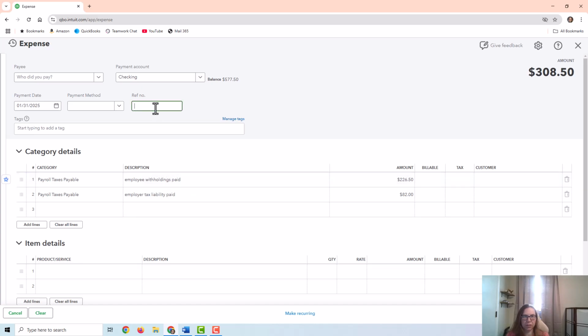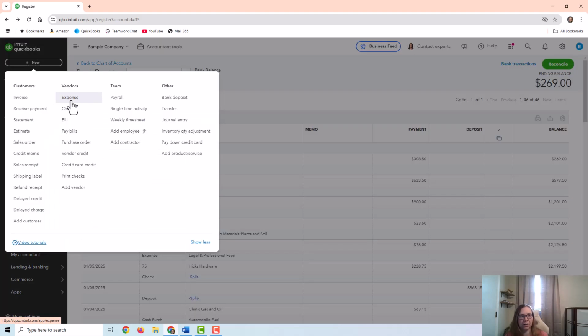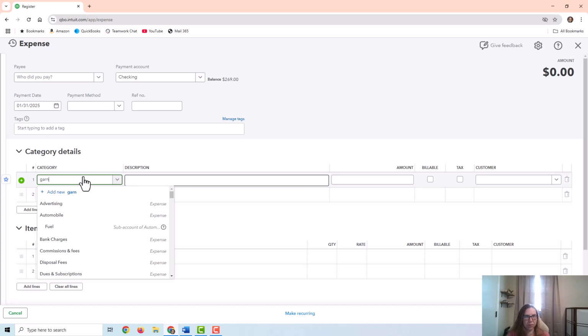And I added some descriptions as well, and I'm going to put up here tax payment. Okay, so this would be the tax payment total of $308.50 to pay those tax withholdings and tax liabilities. Okay, I'm going to go ahead and save and close this. And then if your payroll service also deals with the garnishment for you, you might have another bank deduction for that garnishment payment. I'm going to add another expense, and this time it's for the garnishment payable.